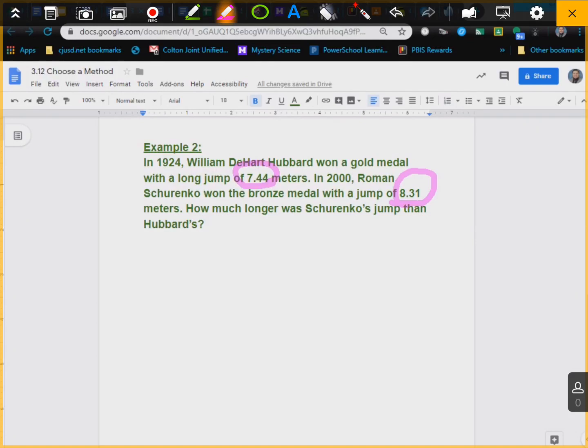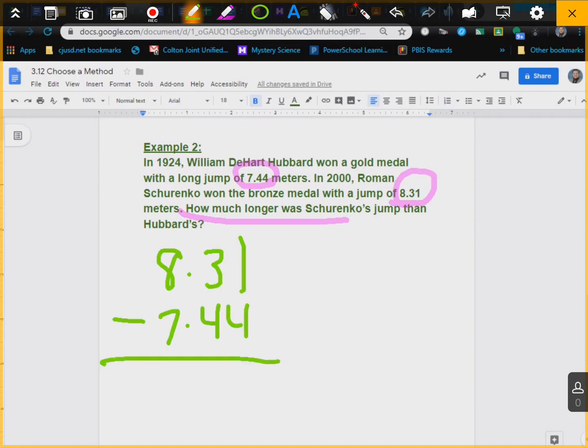Okay, so they're asking how much longer. They want you to find the difference or subtract. So, I'm going to take 8.31 minus 7.44. And that's going to give me a difference. Okay? So, I don't think there's any properties that we could really use here. You don't want to rearrange the numbers. That's not for subtracting anyway. I think we just need to do straight up subtraction.